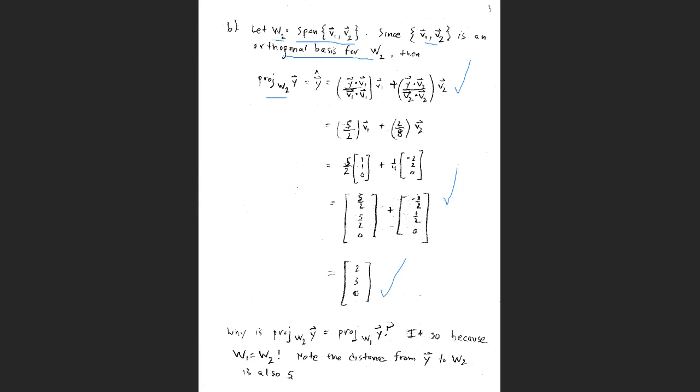Let me rephrase it. Why is the projection of the vector y onto subspace W2, which is equal to the vector 2, 3, 0, why is that projection vector the same as the projection vector of y onto the subspace W1? Why did we get the same projection vectors? I mean, why are they the same?